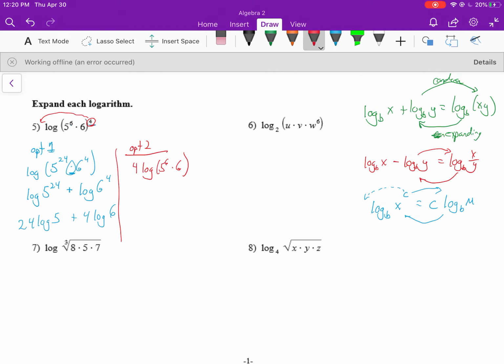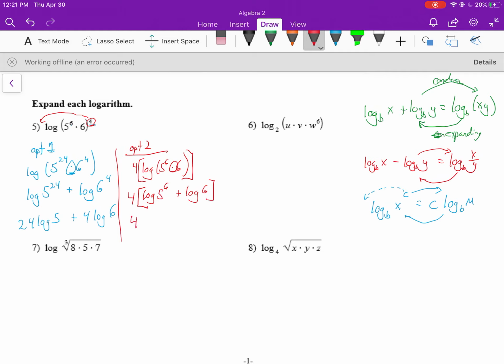We can now split this up. Now we have to be careful because 4 is multiplied by this whole thing here. So we still need 4 multiplied by the whole thing, but we're going to split this whole thing into 2. So this is going to be log of 5 to the 6th plus log of 6, because that's a multiplication. We can change it to addition.